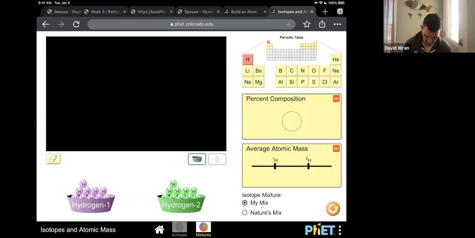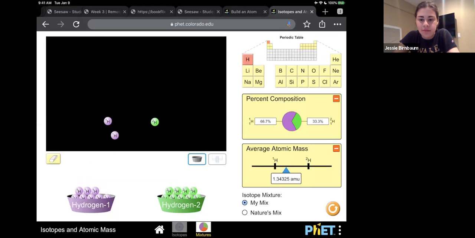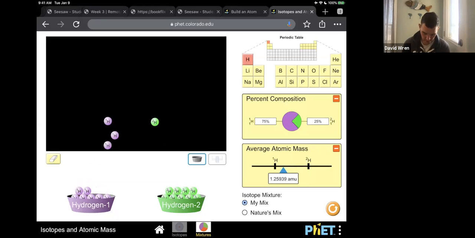So I can say I have one of each, and then you can look at your 50-50 mixture, and look at the atomic mass as a split between the two masses. Now I have 2 here. Now let's just make it more. So now if we look at our weighted atomic mass, it's 1.2. So you can tell, I am skewing towards the hydrogen 1 isotope. That must be more stable.